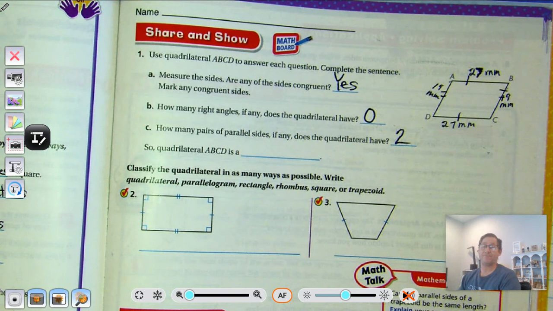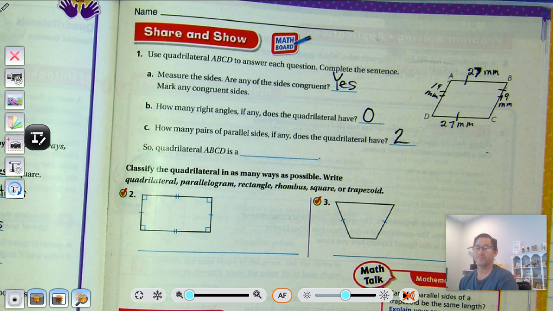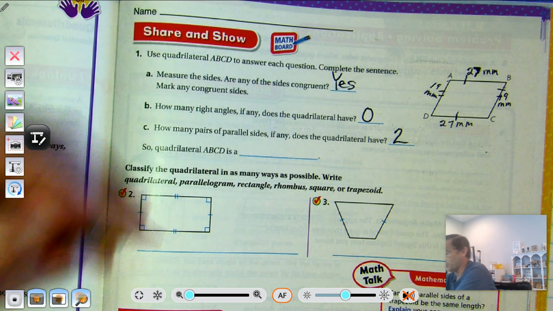So what's the name that we would give this? Well, it's not a square. It's not a rhombus because all 4 sides are not equal. It's not a trapezoid because it has 2 pairs of parallel sides. So it's a parallelogram.